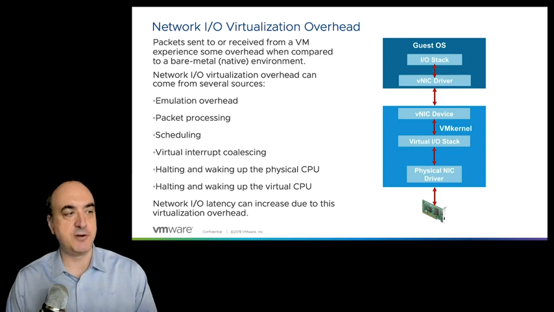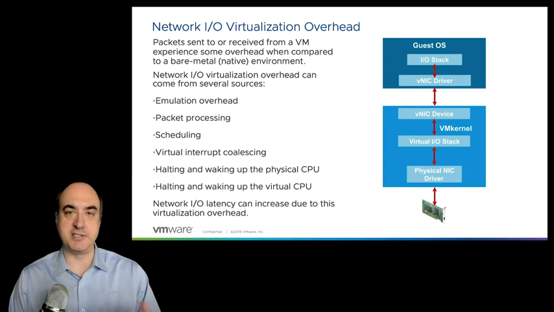We also have virtual interrupt coalescing, halting and waking up the virtual CPU as the traffic passes through the guest, and then halting and waking up the physical CPU as the traffic traverses the virtual I/O stack before it can finally be handed off to the physical network adapter. If there's any hardware offloading that could be performed on that network adapter, there are missed opportunities if the guest is unaware that it's a virtual machine and could have some para-virtualized savings here.